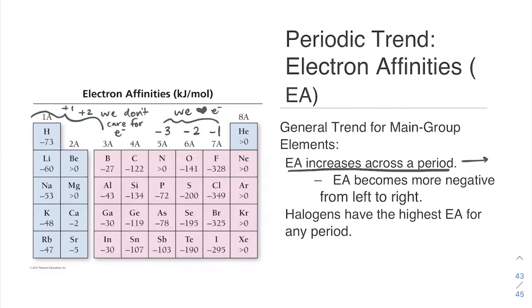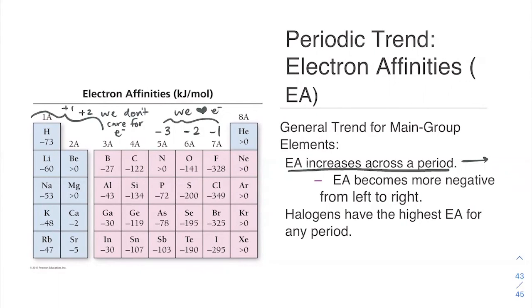Halogens have the highest electron affinity for any period. They love electrons. They want 1 more electron. They're going to try their hardest to get that 1 electron to reach noble gas configuration. They're so close. So electron affinity becomes more negative as we move from left to right, meaning that more energy is released as we move from left to right.